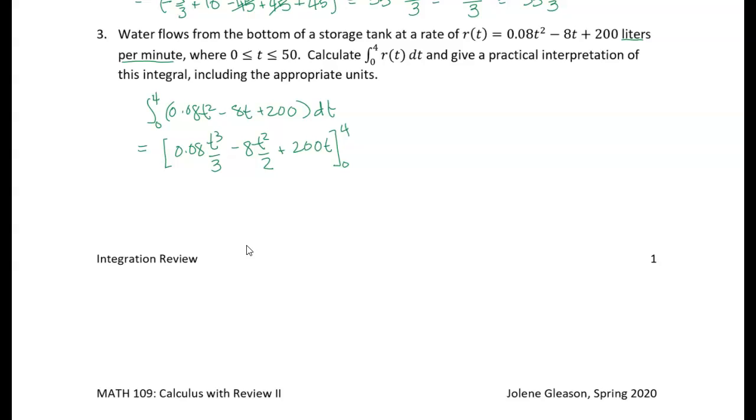So we've got to plug in values, and that's kind of the tricky part sometimes. The arithmetic is a pain. All right, so we have 4 cubed over 3, and plus, okay, 8 over 2 is 4, so I'm just going to write that as 4 times 4 squared, and then plus 200 times 4.